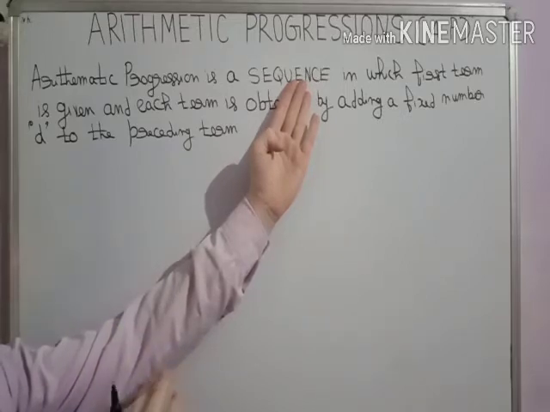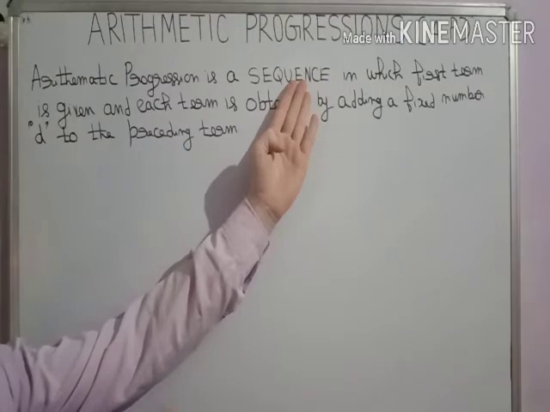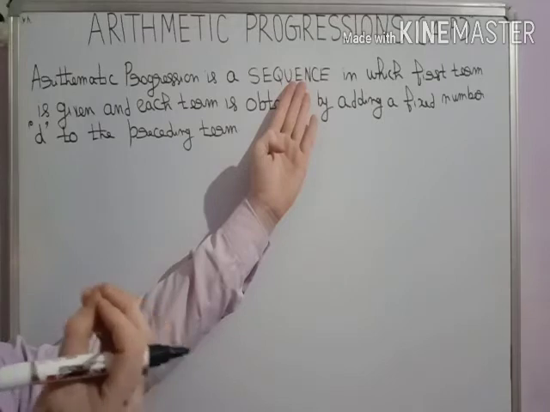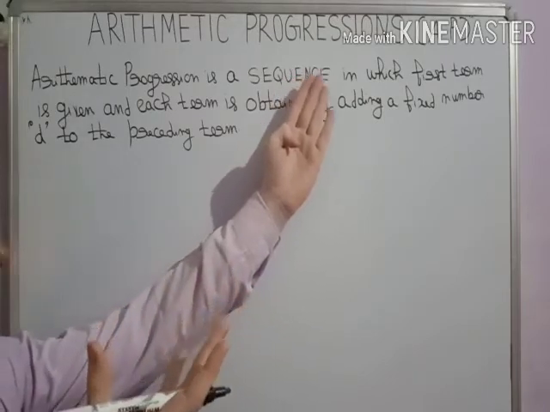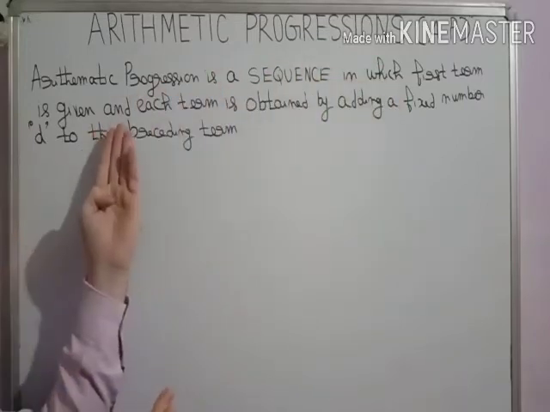It means all sequences are not APs. सारी के सारी sequences को AP नहीं बोला जाएगा. AP is one selected type of sequence. और कौन सी type of sequence? In which the first term is given.